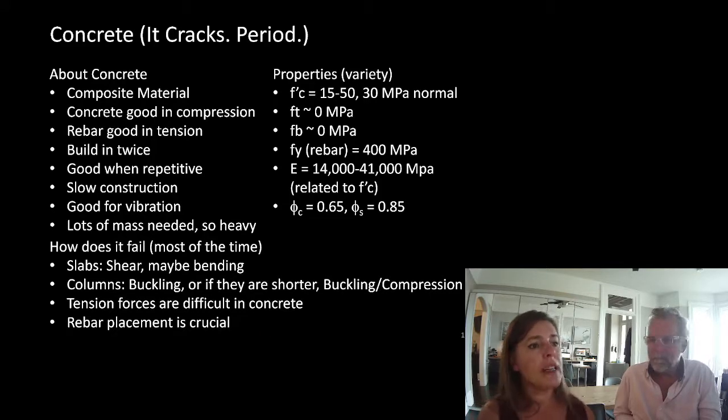So concrete, it's a composite material. That means there's more than one element or more than one material within it. So obviously we're talking about reinforced concrete. So we know we have steel and concrete. But the concrete itself is even a composite material. It's made up of stones, sand, limestone, and water. So there's all kinds of materials mixing together, and it itself is also composite.